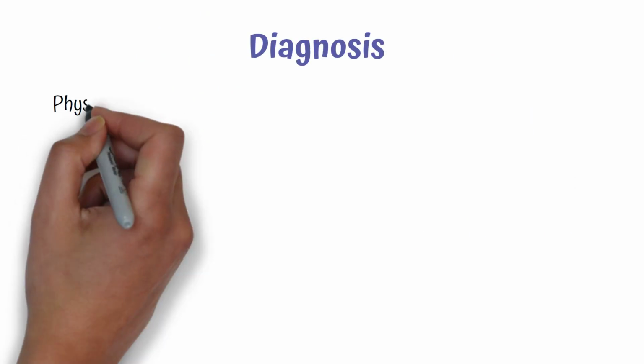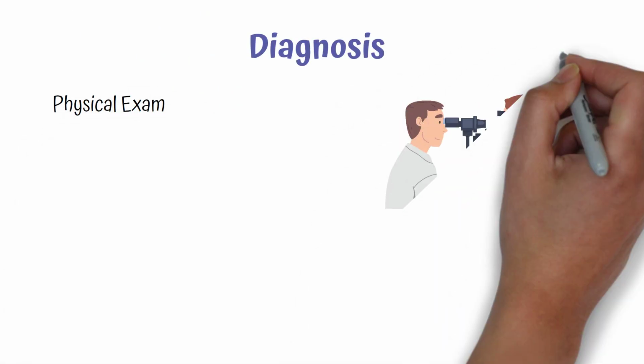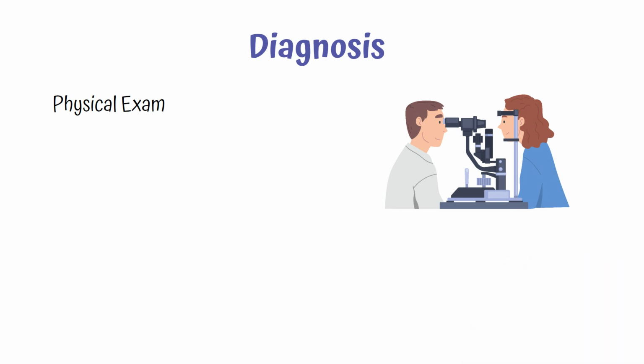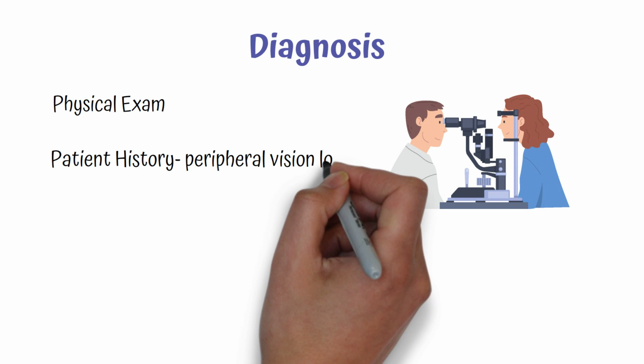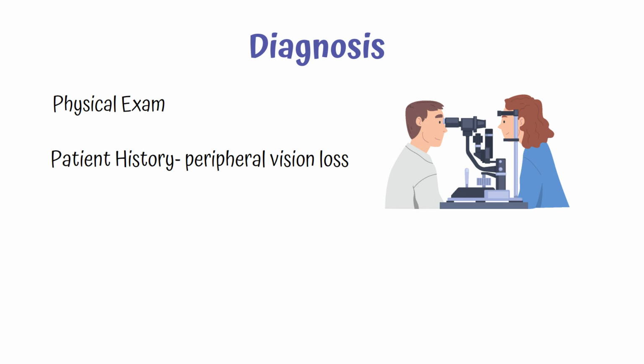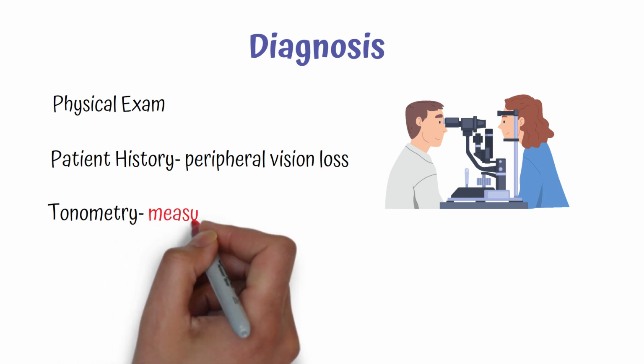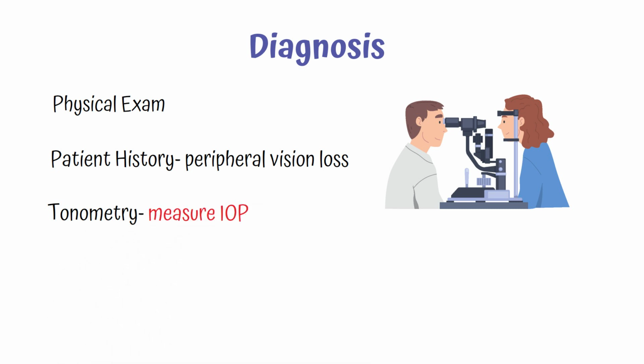The diagnosis of glaucoma can be done with a quick physical examination in the case of angle closure glaucoma. A history of peripheral loss of vision can also help us to come to a diagnosis. We can use tonometry to estimate the intraocular pressure, and a fundoscopy exam will demonstrate cupping of the optic nerve.